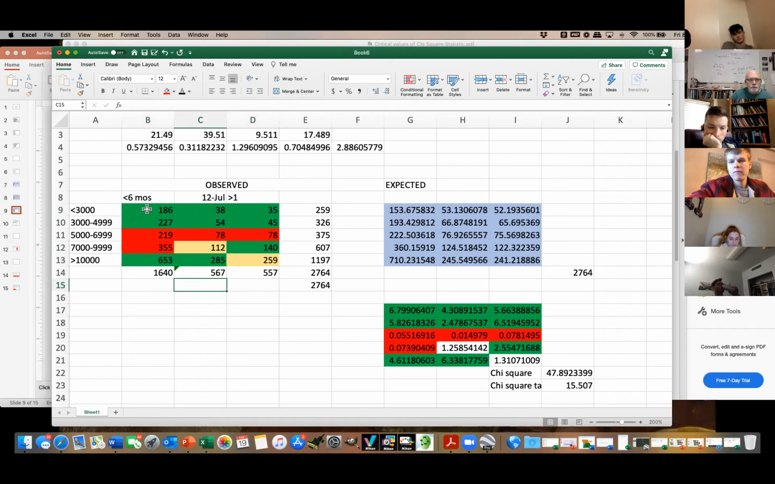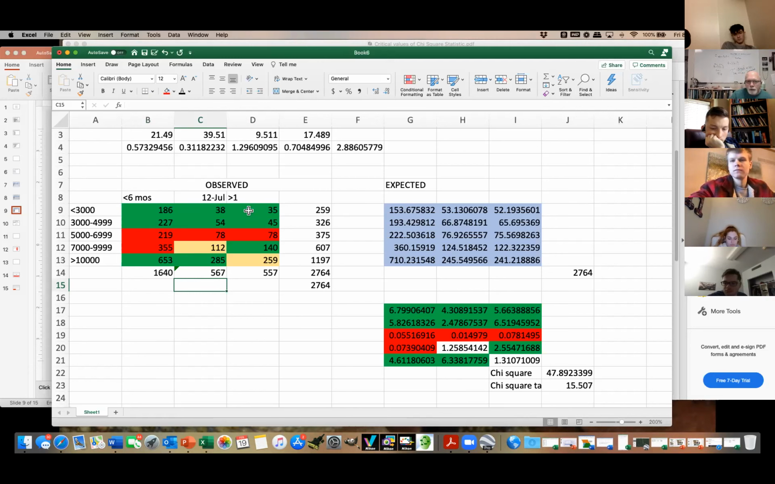Go to the hospital less frequently. People with more money go less, so sorry, poor people are going to the hospital more frequently than expected, and wealthy people are going to the hospital less frequently than expected, because these are all above the expected values, and this one is below the expected value in the 6-month category.